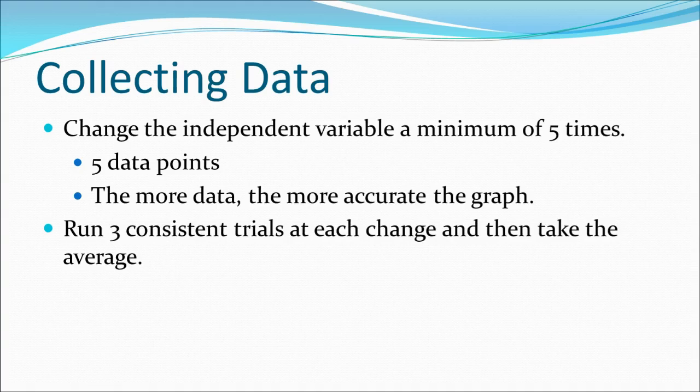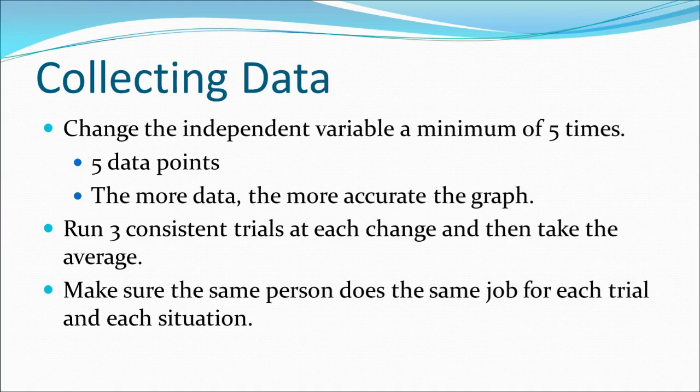For each time that you change or manipulate the independent variable, you need to run 3 consistent trials and take the average of whatever dependent variable you are recording. If I was measuring 5 different distances and then recording the time that it took a toy car to drive those distances, I would run the first distance 3 times, record the time each trial, and take an average. That'll give you a total of 15 pieces of data. But when you take the average at each change, you're going to end up with 5 dependent points.